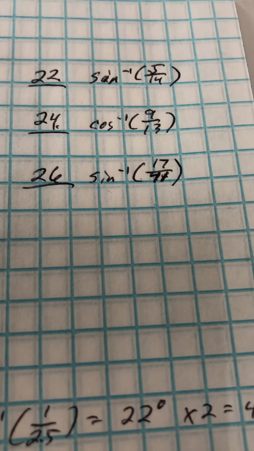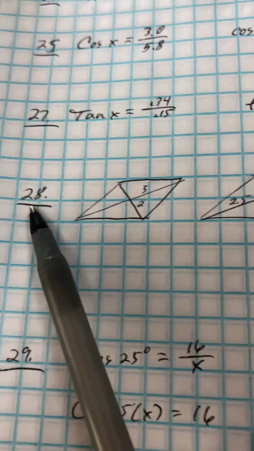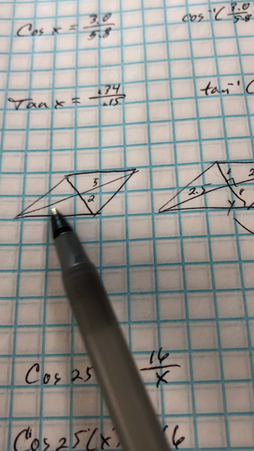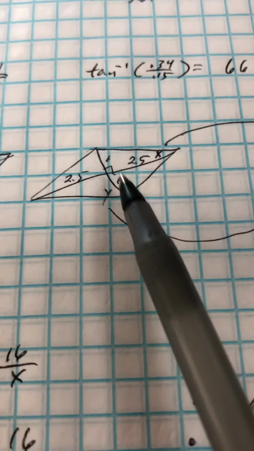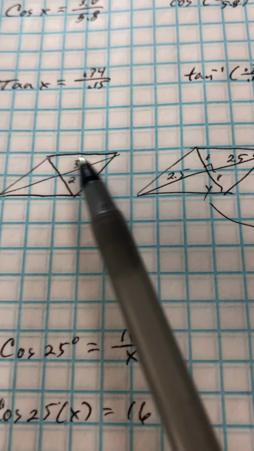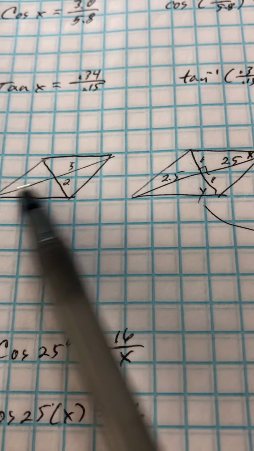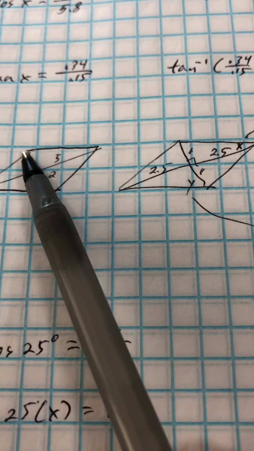All right, looking at number 28. Hopefully you're pausing this and getting this down. For 28, they're talking about a rhombus and the diagonal lengths of 5 and 2. So I just drew it. So the longer one's 5, the shorter one's 2, right? I couldn't really do much with the 5 and the 2.